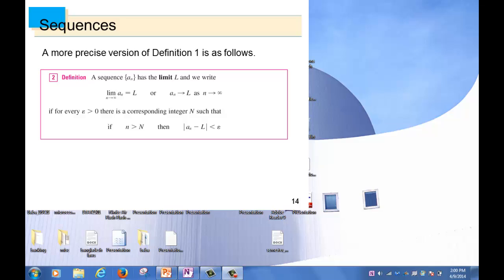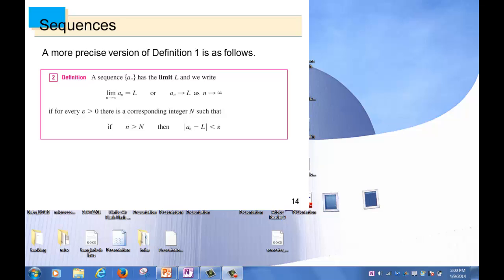So that's what this definition is saying. You can read it and see if you understand that. Again, the technical definition says you give me any epsilon, and I can find a large n. You give me any epsilon you want, I can find a large enough n so that all the terms after the nth term will be within epsilon of L.